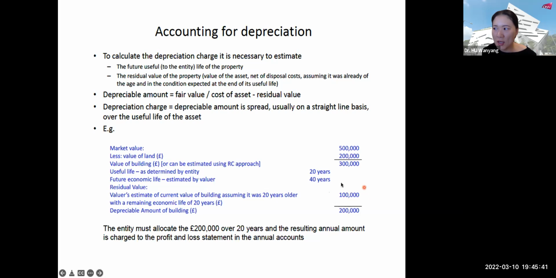Let's do an estimation of this, and then we minus this residual value from the value of the building, and we get the depreciable amount. Then we divide this depreciable amount over 20 years and we get the depreciation charge. This charge will be put in the profit and loss statement in the annual accounts. This is how accountants deal with property depreciation in their balance sheet.